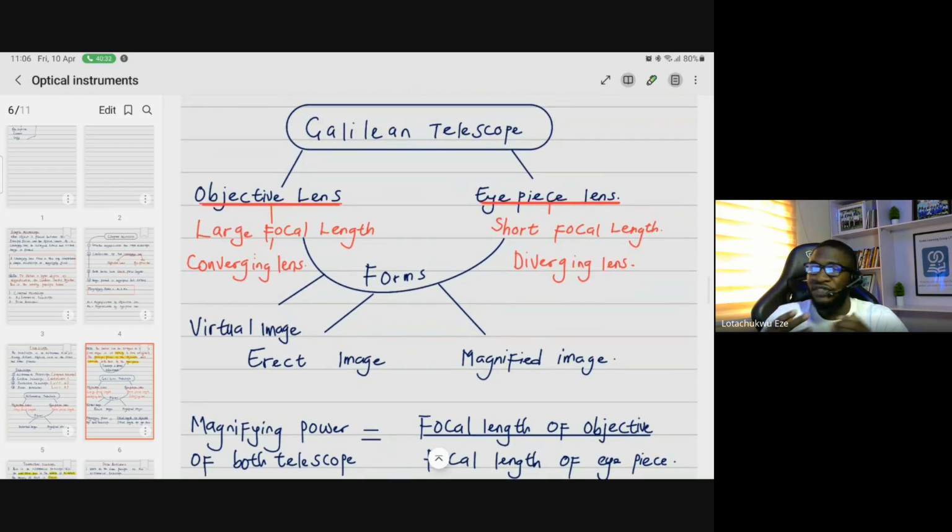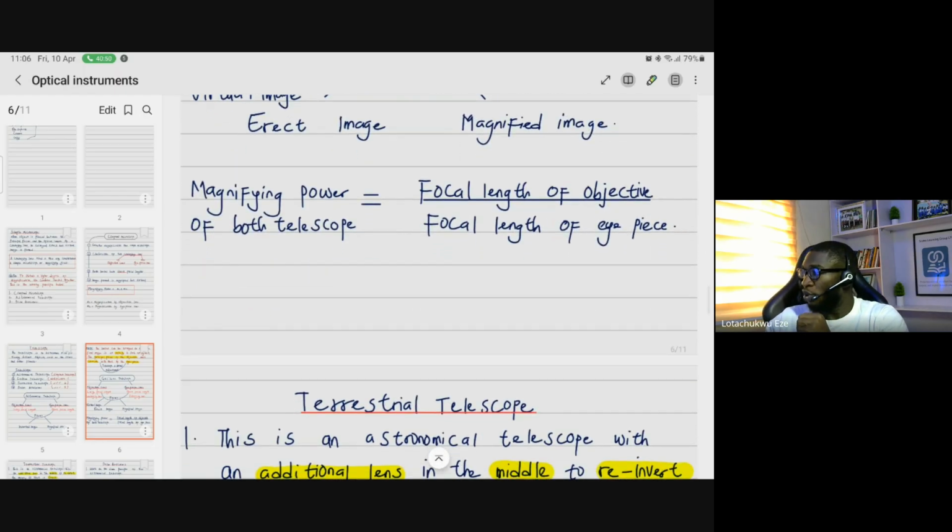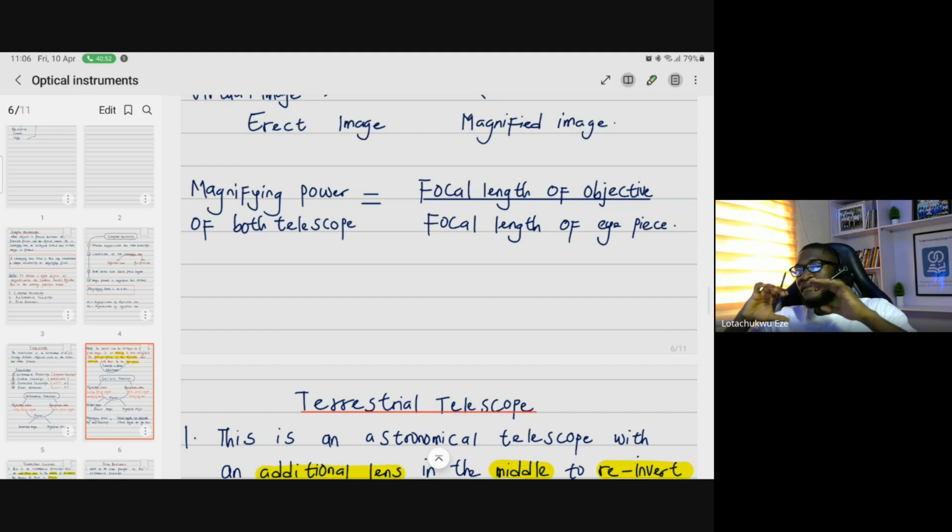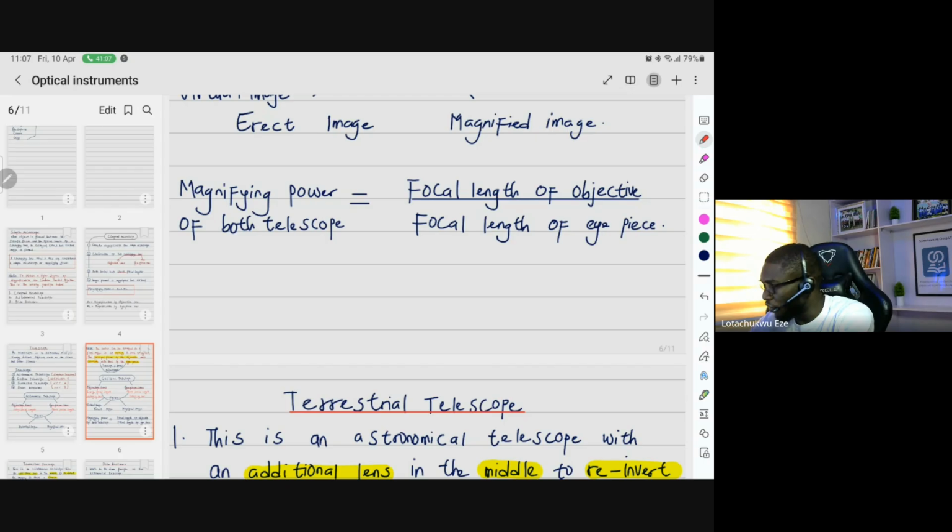So what kind of image is formed by a Galilean telescope? It is also a virtual image. The image is erect, and as always, we're expecting the image to be magnified. Now we look at the magnifying power of both telescopes. Whether you are using an astronomical telescope or a Galilean telescope, the magnifying power is simply the focal length of the objective lens over the focal length of the eyepiece. So these formulas are what to take note of.